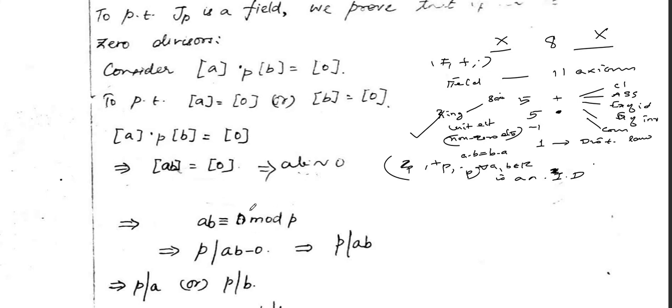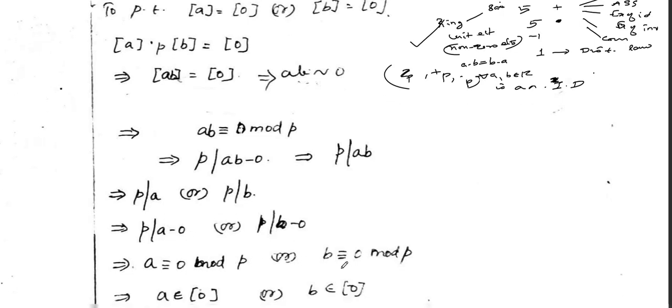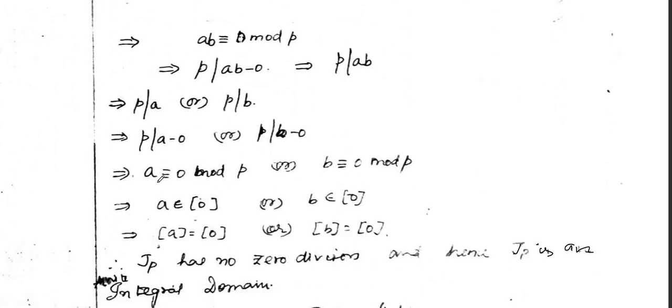So by the definition of congruence modulo n in general, this implies that P divides ab minus 0, which means P divides ab. But P being a prime number, P must divide a or P must divide b. This is rewritten this way, and this in turn gives a is congruent to 0 mod p or b congruent to 0 mod p.